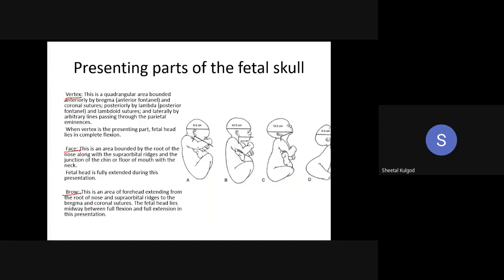The face is the area bounded by the root of the nose along up to the supraorbital ridges. This is the face. The brow extends from the forehead, that is the root of the nose, until the supraorbital ridges on one side to the bregma on the other. So this is the brow, this is the vertex, and this is the face. These are the three important parts of the fetal skull. Are you clear in this? Yes, ma'am.